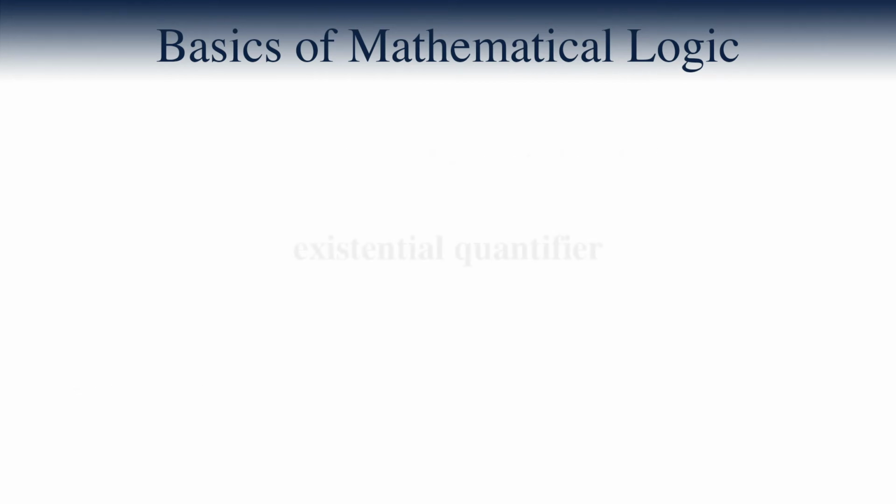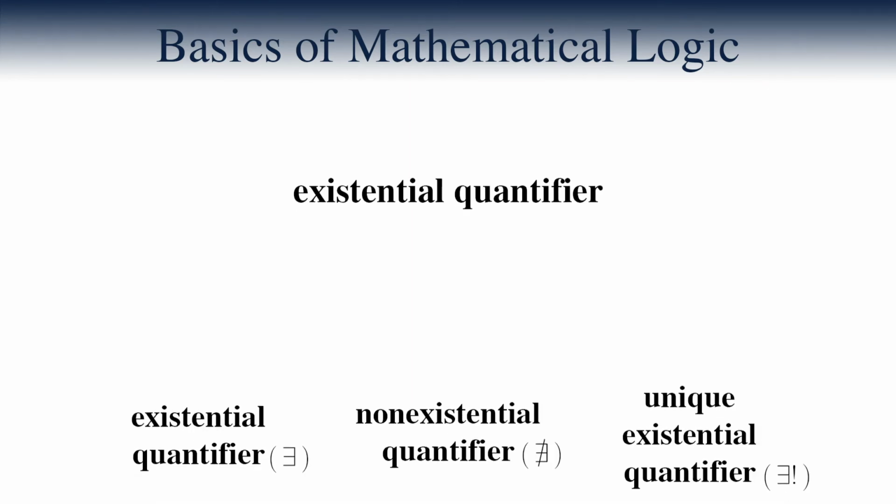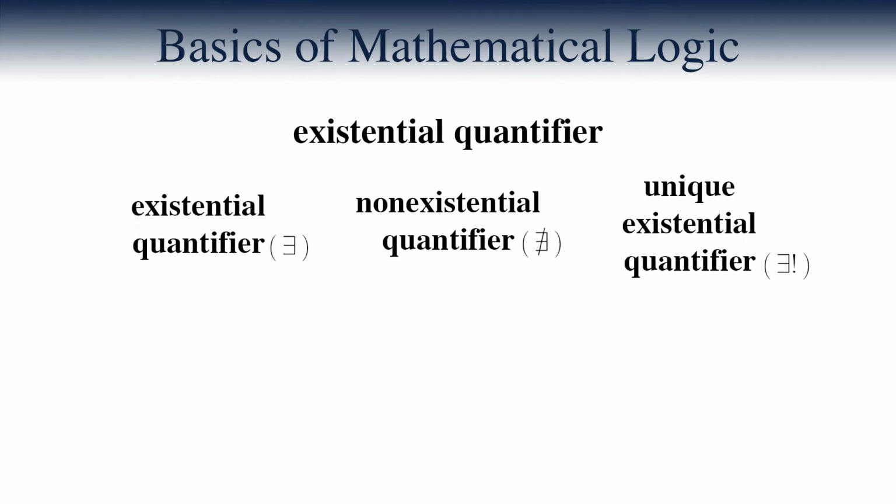Let's talk about the existential quantifier. More precisely, it can be narrowed down into 3 categories. The usual existential quantifier uses a symbol like a horizontally reversed T. It literally means, there exists. The second type is called non-existential quantifier. It is symbolized by a dash or cross line over the existential quantifier's symbol. It literally means, there does not exist.